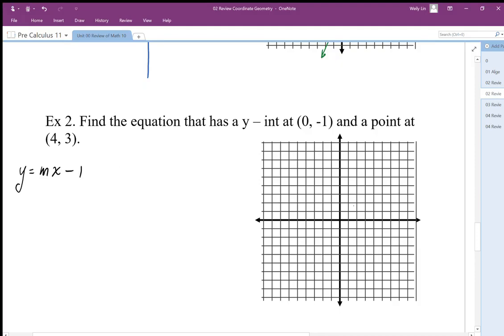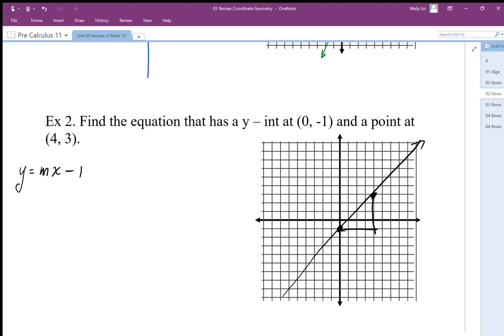And so do I have enough information here? 0, -1 is my y-intercept. 4 over, 3 up. Can I draw a straight line through those points? And the answer is definitely yes. So all I need to do is figure out slope. Now, if I have a graph, I can just count slope. I got 4 over, 4 up. So I know my slope is equal to 1.